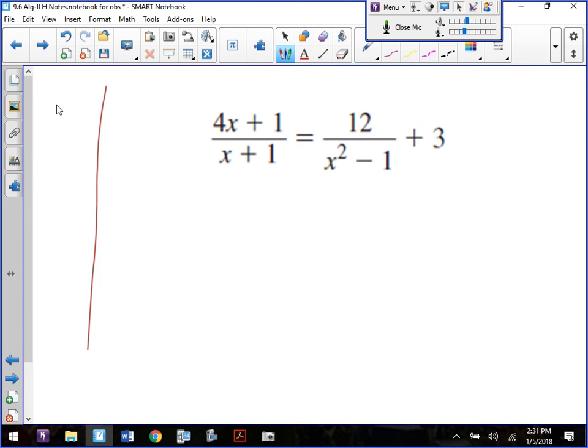Yes. Now, did you write this down when you wrote 12 over x squared minus 1? Did you factor that right away? See? What I tell you, if you do little silly things like that, it helps out, because then you can get your common denominator quicker. What's that 3 over? It's over 1.